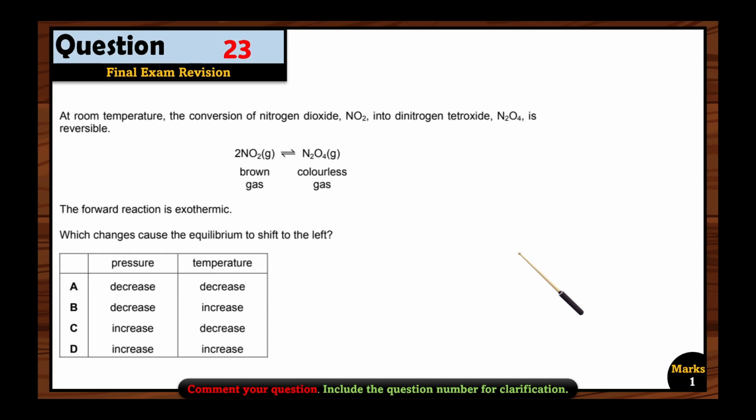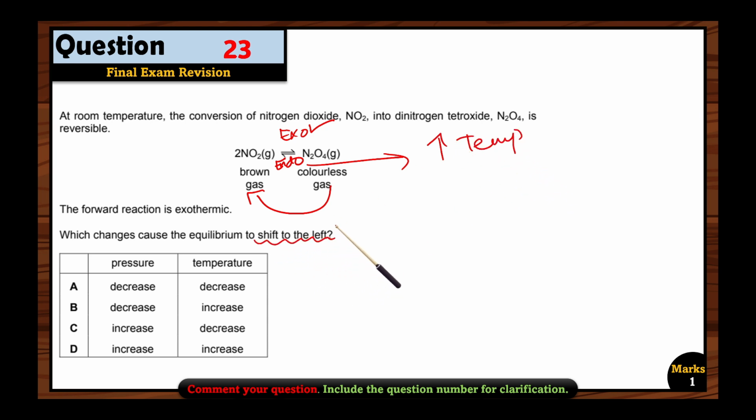Question 23. At room temperature, the conversion of nitrogen dioxide into dinitrogen tetroxide is reversible. The forward reaction is exothermic. Okay, so this reaction is exothermic. Which changes cause the equilibrium to shift to the left? So we have to shift the equilibrium towards the left. It means we have to get back the reactants. So if this reaction is exothermic, then the reverse reaction is endothermic. So if the reaction is endothermic, it means we have to give high temperature, because we have to shift the equilibrium backwards to the left side. So we have to increase the temperature. So increase the temperature is the right option.